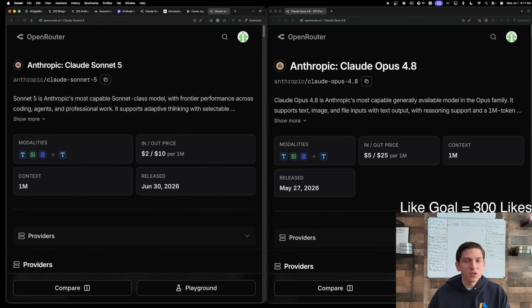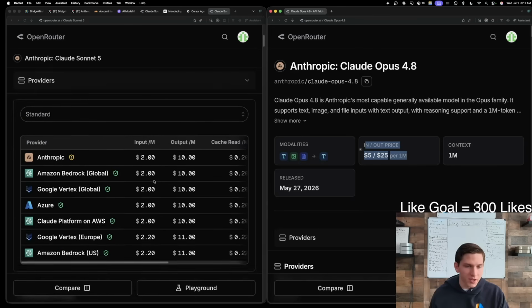Now, if you fast forward to today, the Opus models have dropped significantly in price. They're now $5 and $25 per million. And then Sonnet 5 says $2 and $10 per million, but this is just a week discount. I forget when it actually ends, but it's going to go up to $3 and $15. So it's the same price.